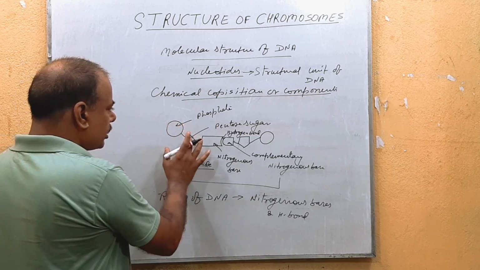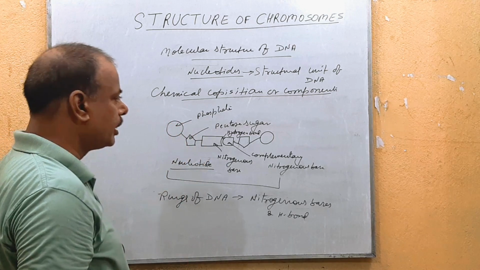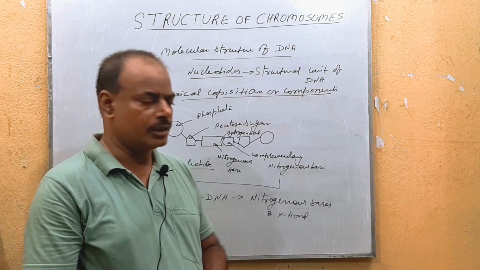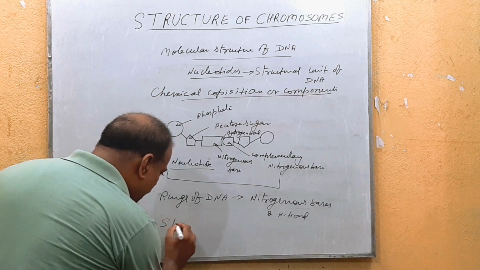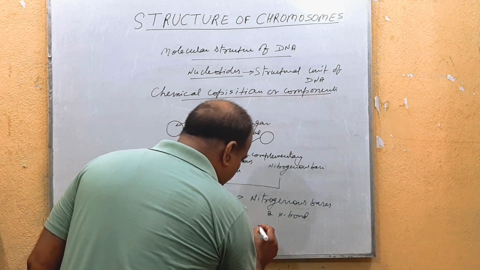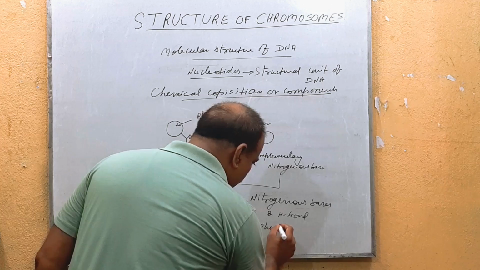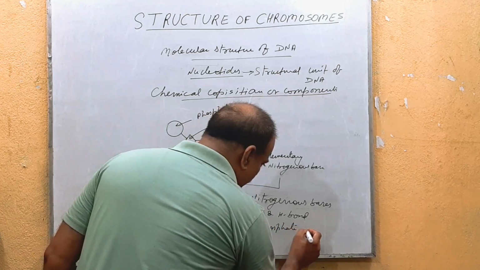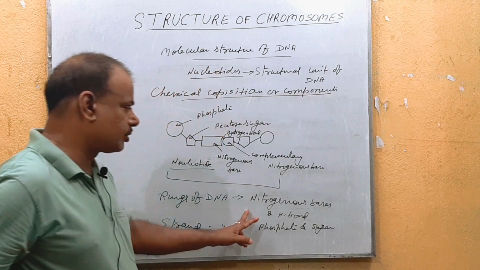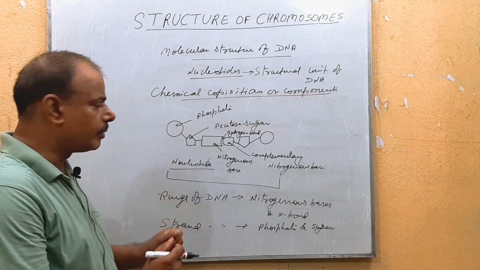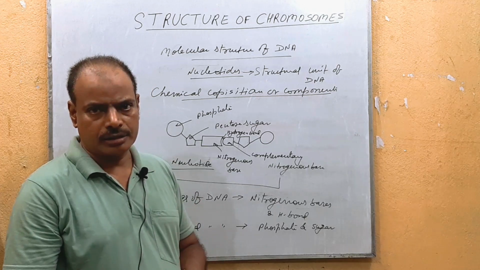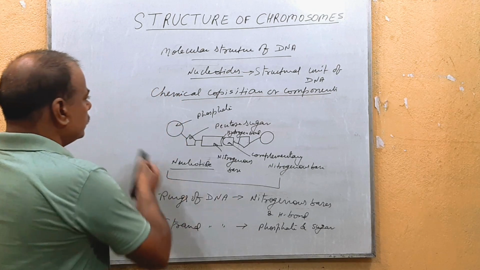And these are the two structures, phosphate and pentose sugar, which make the strand of DNA. The strands are made up of phosphate and sugar, or pentose sugar. So in this way we can compare DNA with a ladder.